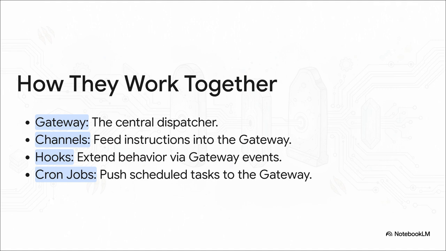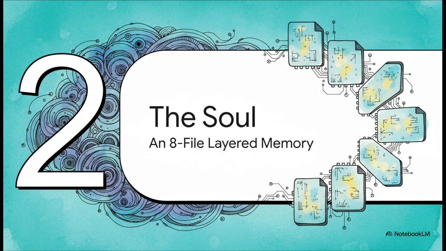So how does this all click together? Well, the gateway is the central hub, the main dispatcher. Channels are feeding it messages from you. Hooks are listening in on the gateway's activity to add new features on the fly. And cron jobs are pushing scheduled tasks into the gateway to be executed. The 4 of them together create the entire lifecycle of a personal AI agent. Right, so that's the plumbing sorted.